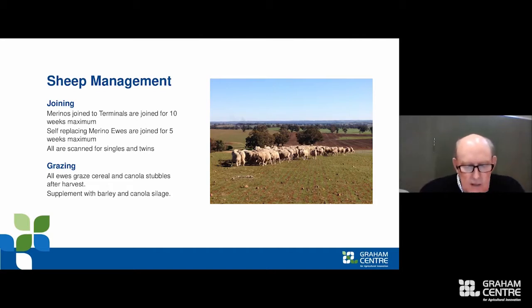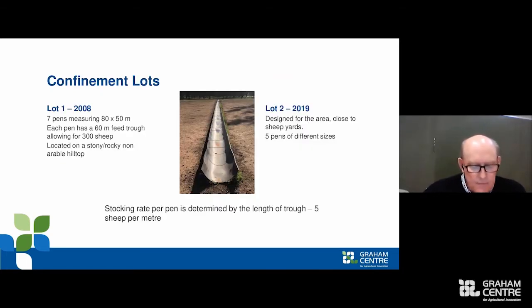All ewes graze cereal and canola stubbles after harvest. When they deteriorate, they are supplemented with barley and generally canola silage to prepare them for confinement lots. Depending on the summer and the autumn, ewes are then inducted into the confinement lots to maintain ground cover and allow perennial pastures to maintain themselves. This generally occurs after shearing in February.